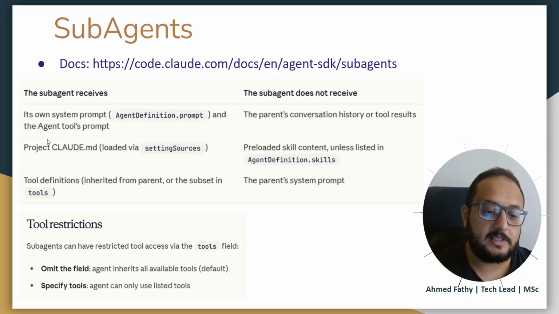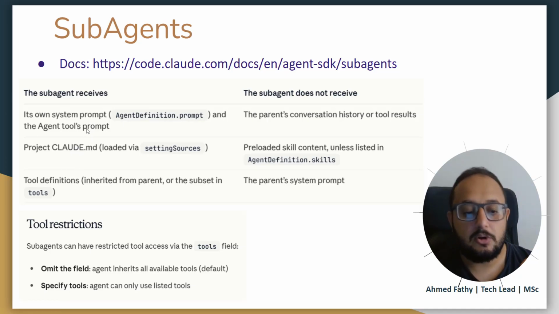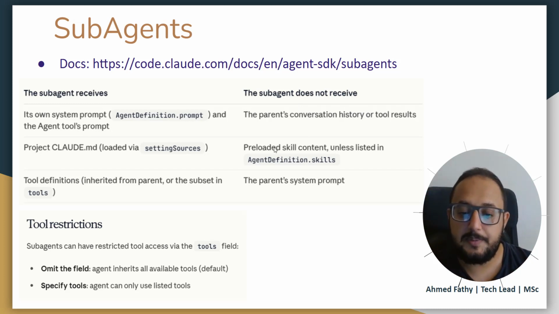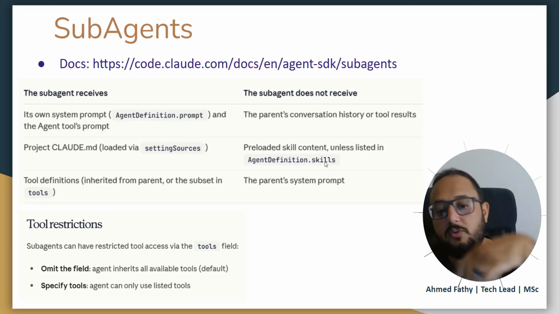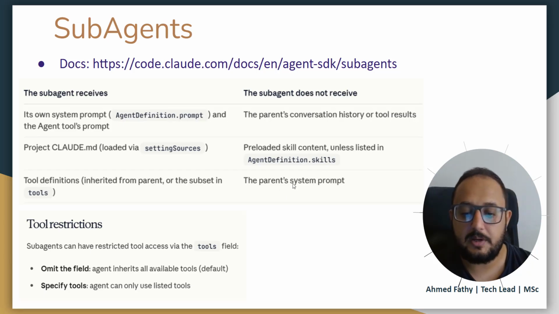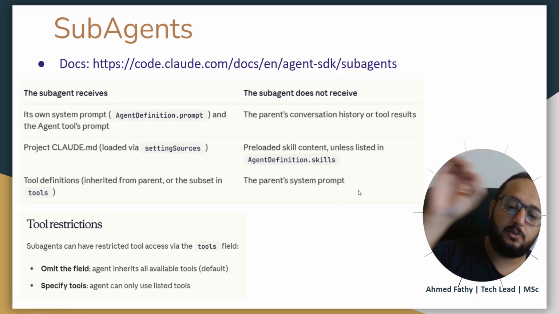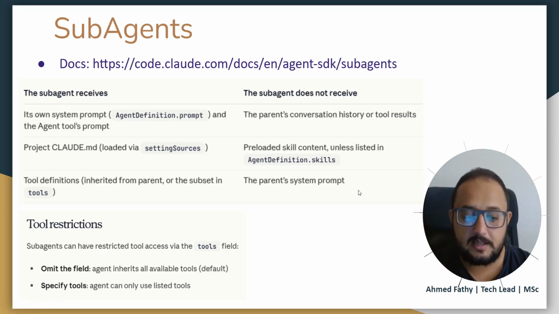The sub-agents also receive the project claude.md. We'll talk more about this file later on. It also receives the tool definitions inherited from the parent, or the subset in tools, but it does not receive the parent's conversation history or tool results. It does not receive preloaded skill content unless listed in agent definition.skills. So in agent definition you can also add skills. It does not receive the parent's system prompt. Sub-agents can have restricted tool access via the tools field. If you omit this field completely, the agent will inherit all the available tools. If you specify tools, the agent can only use the listed tools.